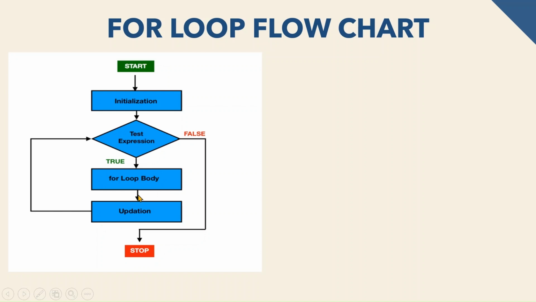After the execution, we have incrementation or decrementation, which is the updation. Again, you can see the arrow going to the test expression. The second time, suppose i was 1, now i becomes 2. 2 is less than 10, it is true, so the loop executes again. Again it increments to 3. 3 is less than 10, it is true, then the body of the loop executes like that.